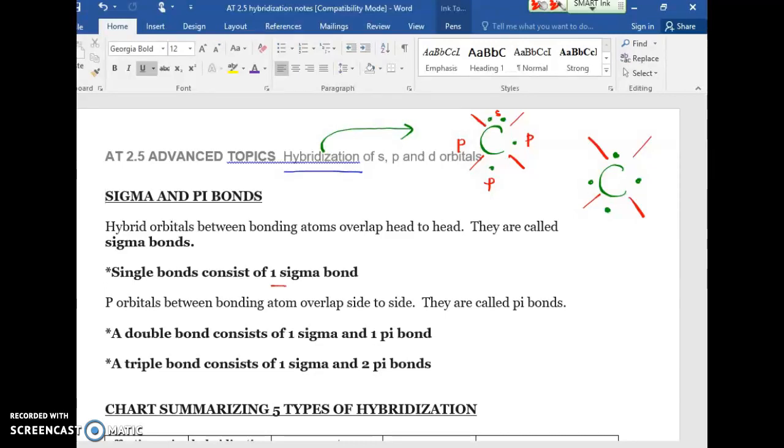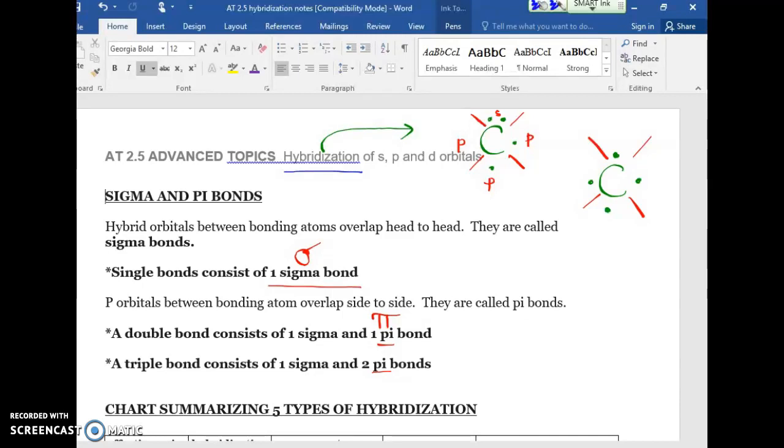We have what we call sigma bonds, and we signify sigma. Sigma is actually a Greek letter, and that is one way of writing sigma. And the other is pi. You guys know pi from math. Pi here signifies a certain kind of bond overlap.